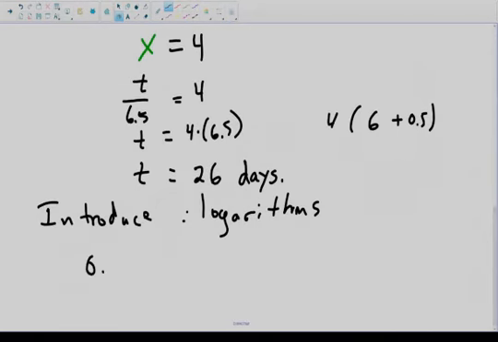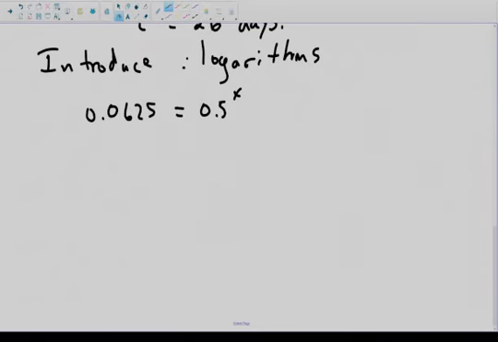So 0.0625 is equal to 0.5 to the x. We'll leave it as x for now, all right? What does a logarithm do? Well, a logarithm is an inverse function of an exponential. But there's a whole bunch of rules for logarithms that state what kind of base the logarithm has. So a logarithm symbol, by the way, is log.